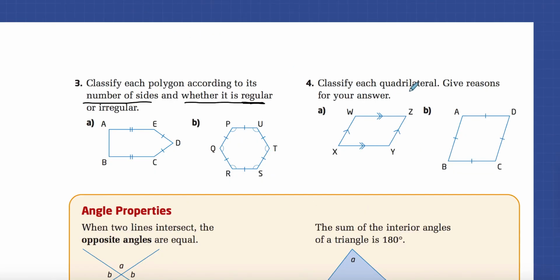And then classify each quadrilateral, give reasons for your answer. So just naming what these quadrilaterals are based on the information that you see there.